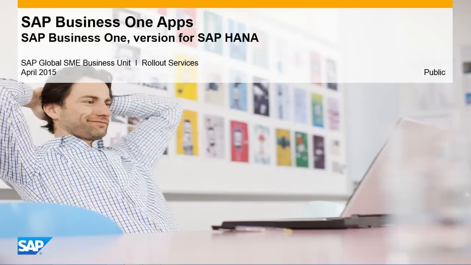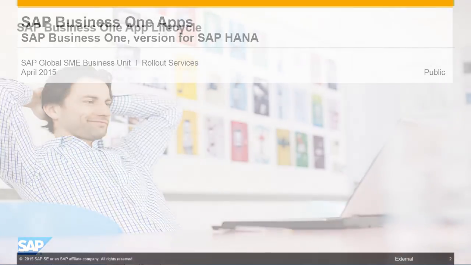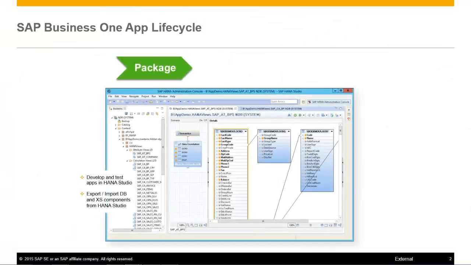But firstly, I'm going to briefly summarize the SAP Business One App lifecycle, which essentially steps through 3 phases. The first step is to package your add-on. Once you have developed and tested your app in the SAP HANA Studio, you can then export your database and extended services content from the HANA Studio ready to deploy. The SAP Business One app we are showcasing today, based on HANA, is a web-based SAP UI5 application, which runs on top of the SAP HANA Extended Application Services Engine, also known as the SAP HANA XS Engine.